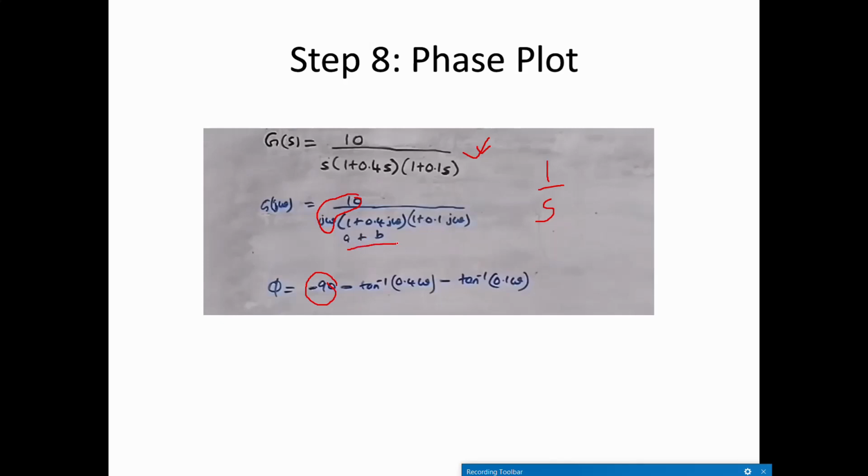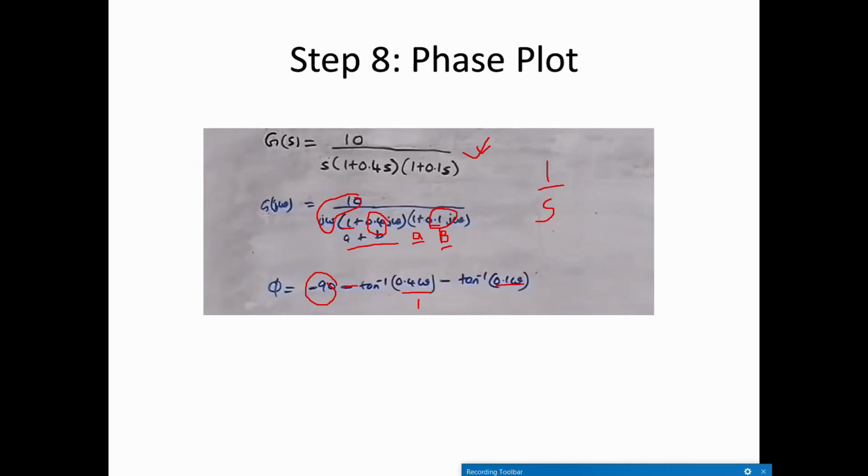The next one will be tan inverse of b by a. So it is 0.4 divided by 1, so it is minus tan inverse of 0.4 divided by 1. Then the next one will be minus tan inverse of 0.1. This should be b and this should be a, so tan inverse of b by a. So b is how much? 0.1. A is 1.